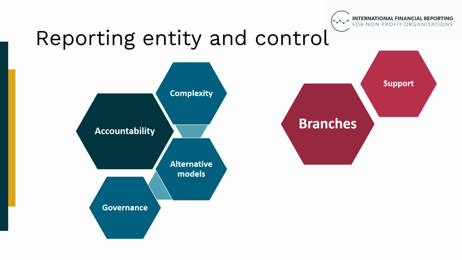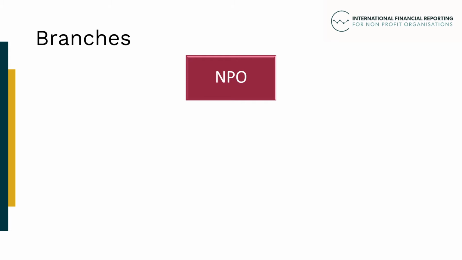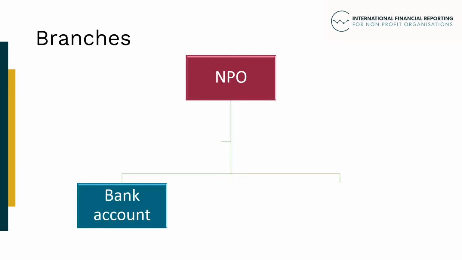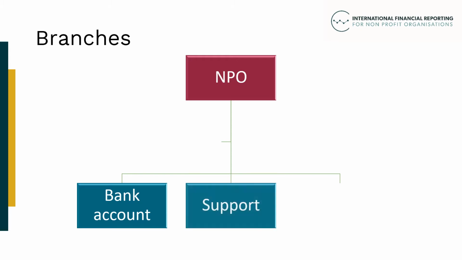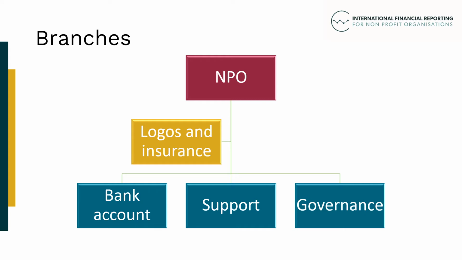Let's look at these. With branches often set up to provide local services, they can be used for fundraising. So branches may have their own bank accounts, with funds raised for specific local projects and funds managed at a local level. NPOs may have arrangements with branches and indeed other reporting entities that allow them to affiliate with an NPO's national brand to benefit from common assets like logos and insurance. Branches can maintain their own financial and governance arrangements, generating their own financial statements.